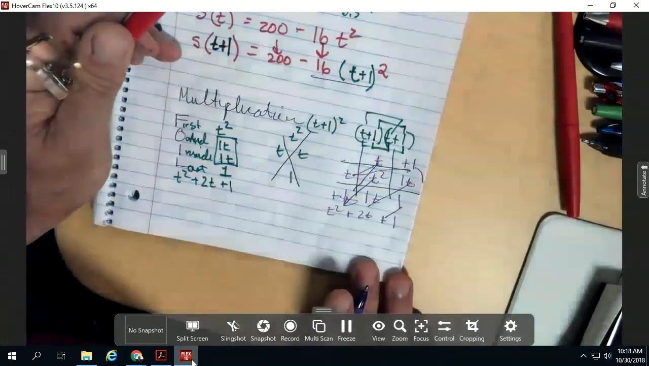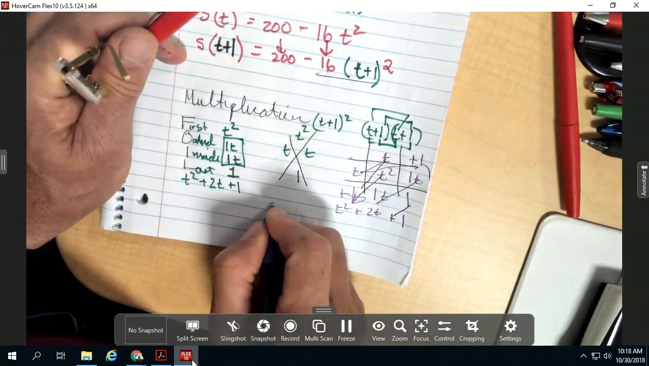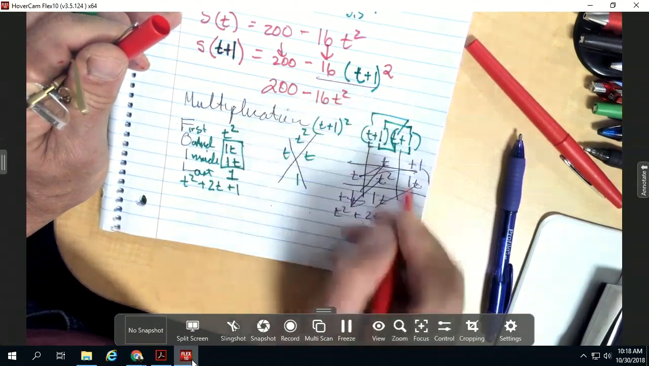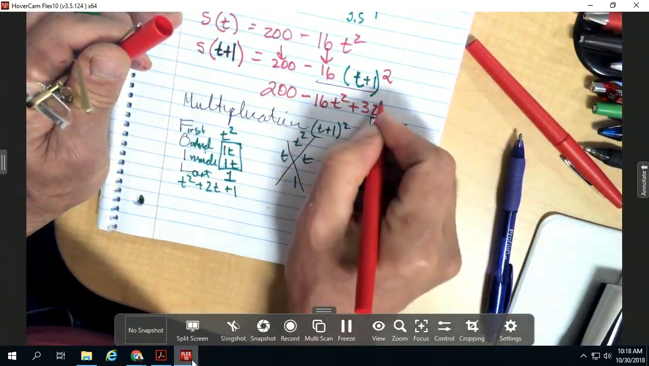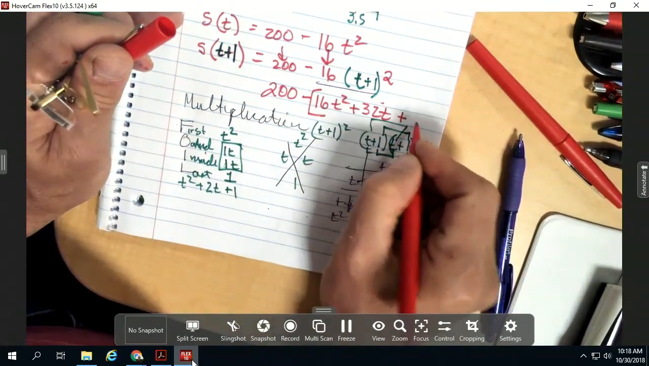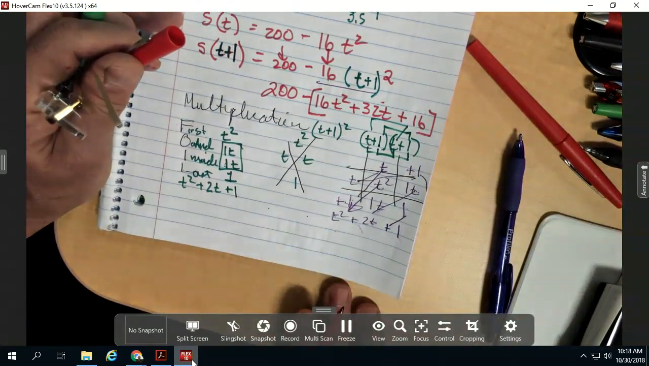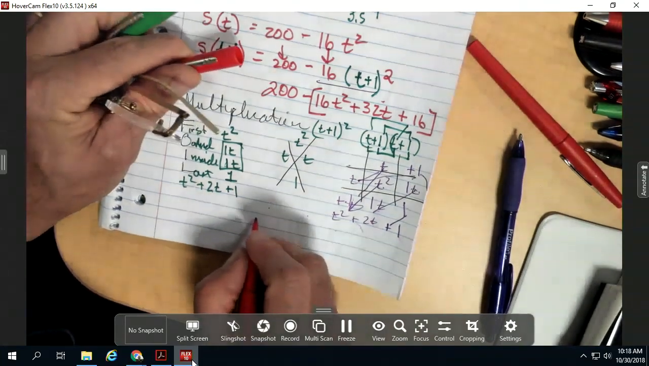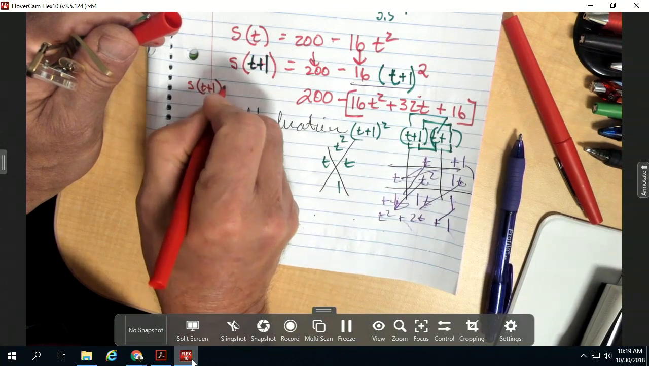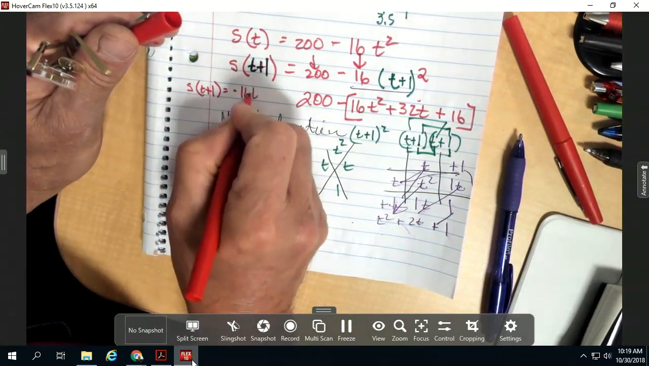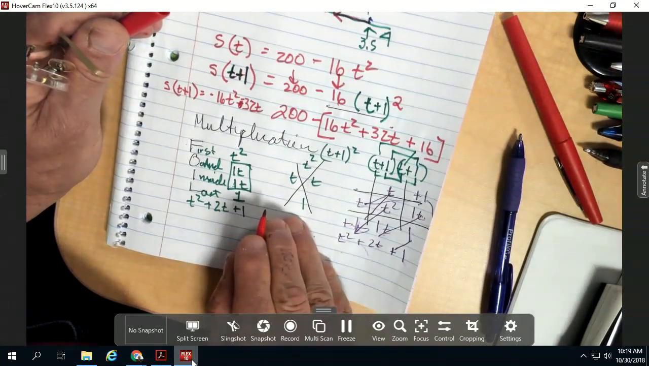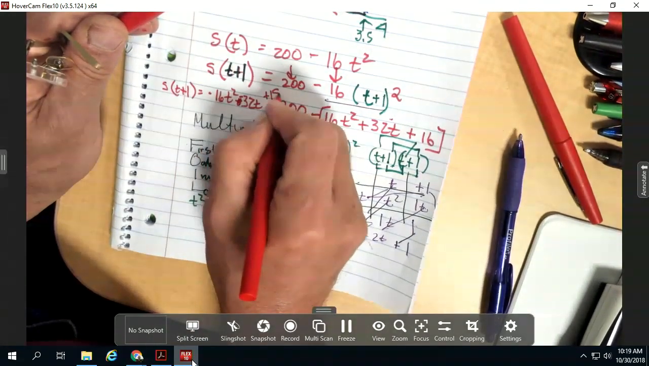But remember, we have to multiply that by 16, so really we have 200 minus 16t squared plus 32t plus 16, which, if you notice, we will end up with s of t plus 1 is negative 16t squared minus 32t plus 184.